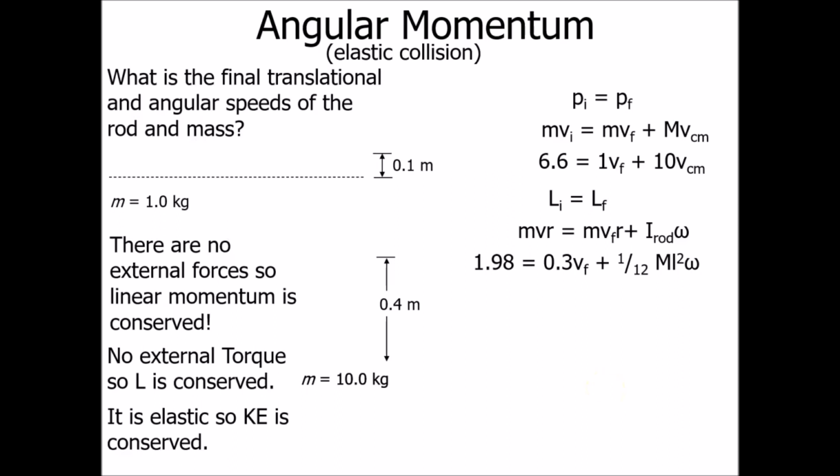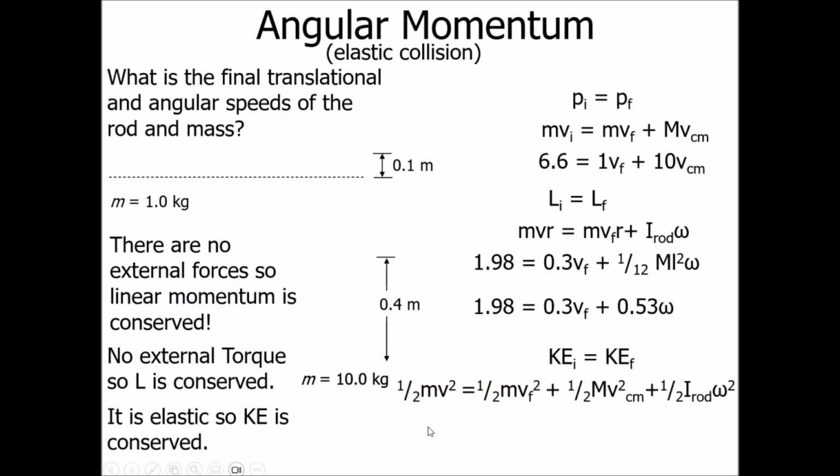For the rod, it's going to be 1/12 ml squared omega. Omega is going to be equal to the velocity of the center of mass divided by R, where R is 1/2 the length. I can plug in the mass of 10, I can plug in the length, and it simplifies to the following. I didn't plug in the V over R, but I could have simplified it in terms of VCM. Okay. For the kinetic energy, the initial must be equal to the final.